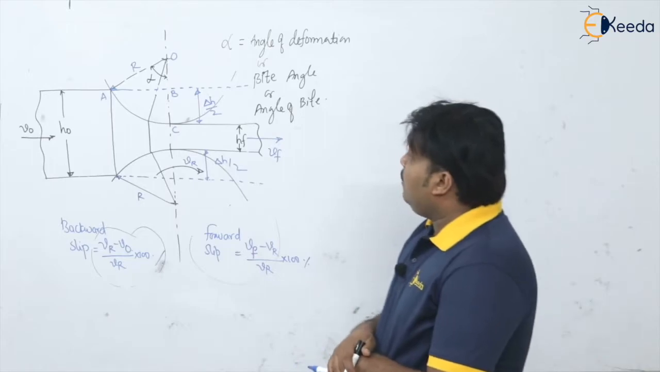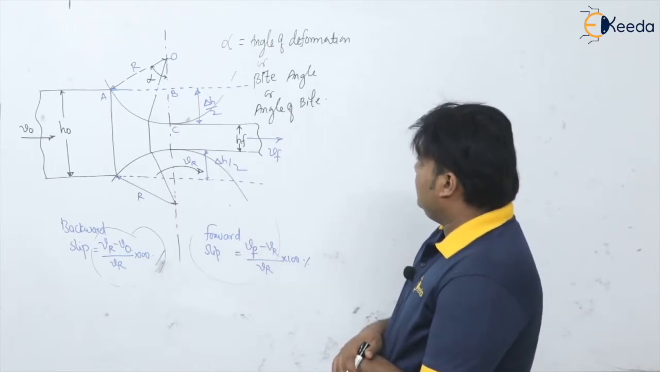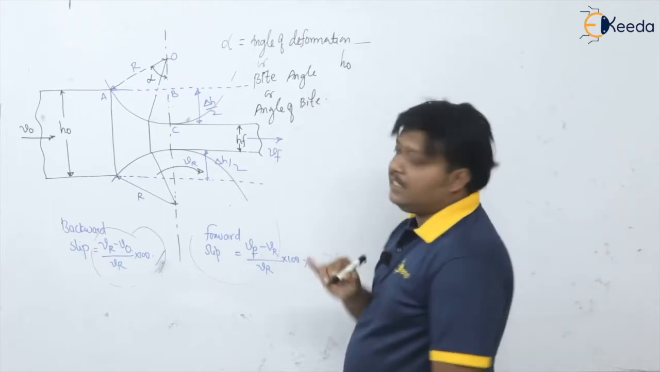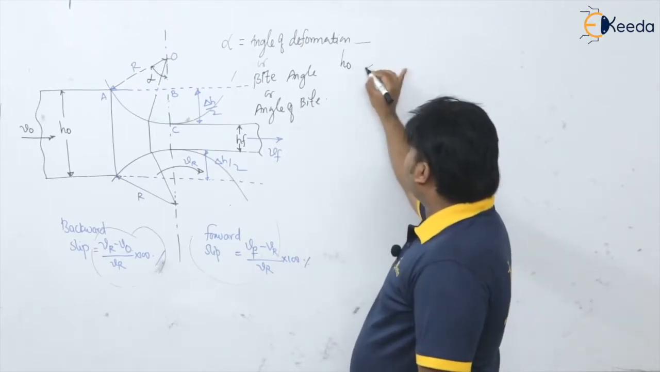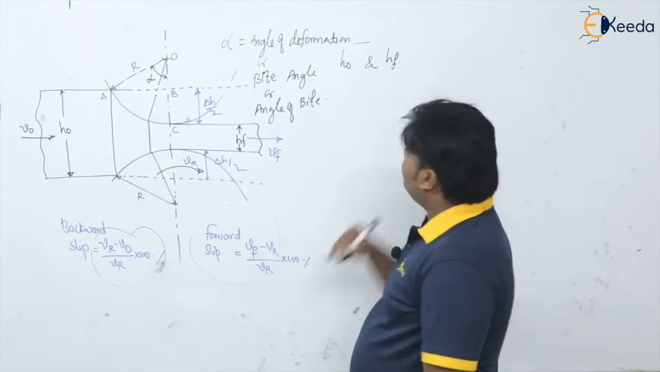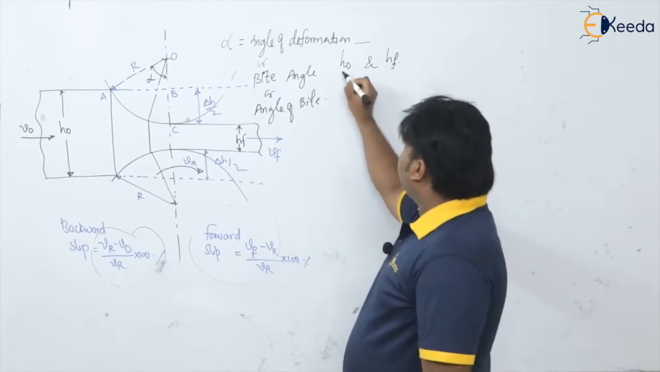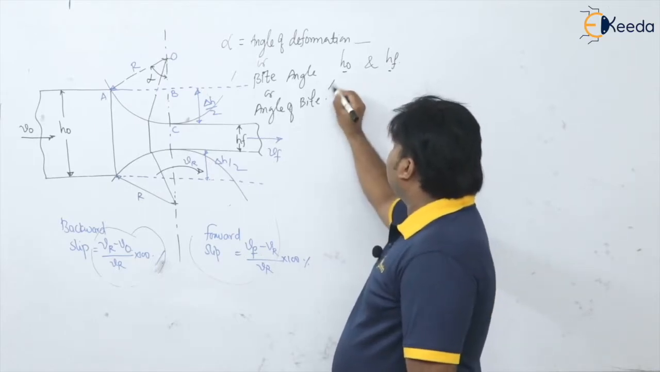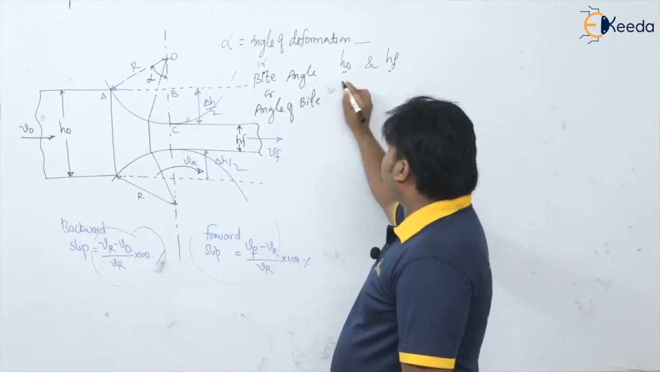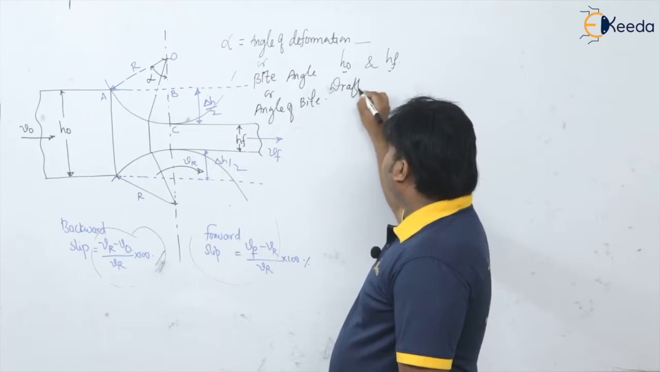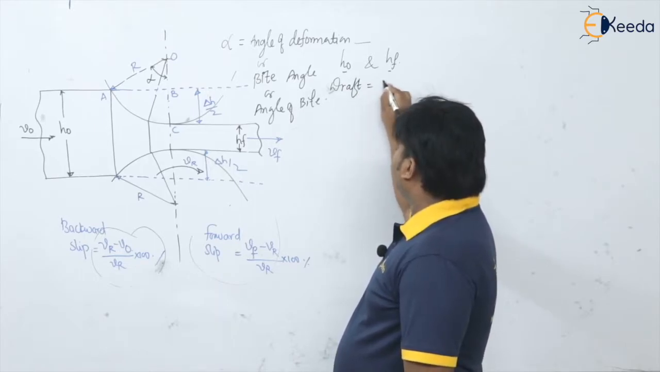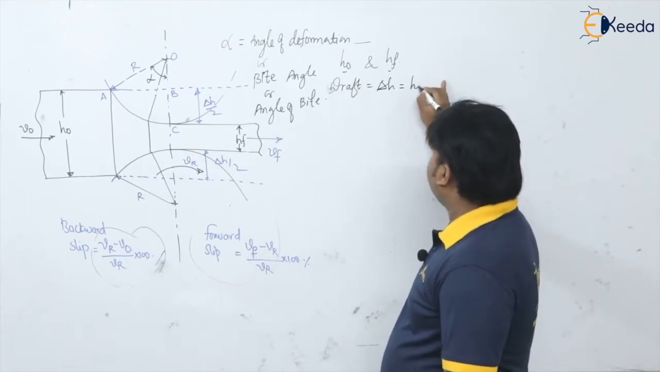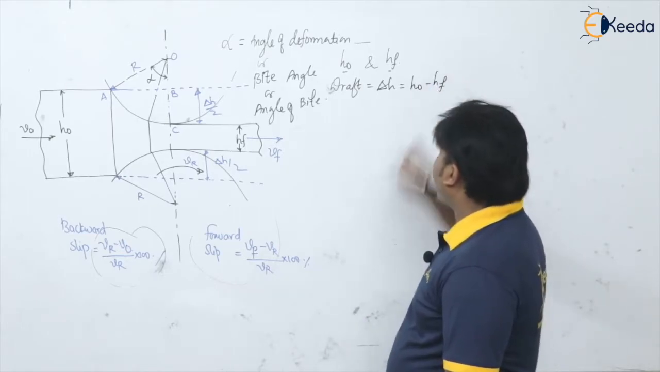Okay, now you can see here the initial thickness HO and the final thickness HF. The difference between these two thicknesses is called the draft. The draft is given as delta H, which is equal to H original minus H final.